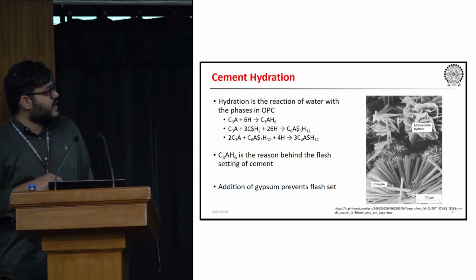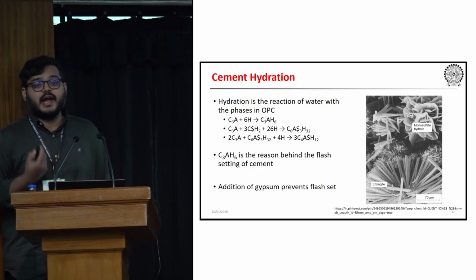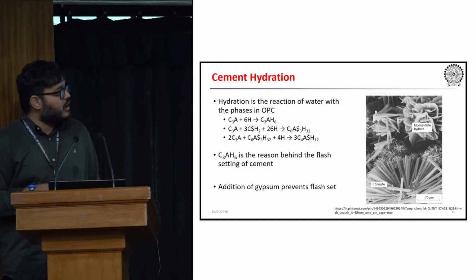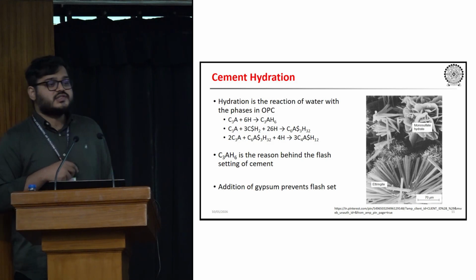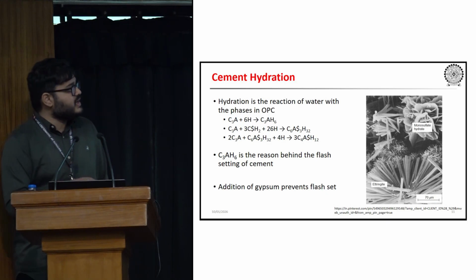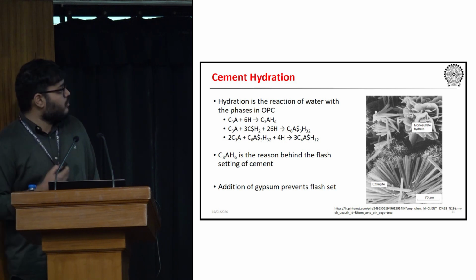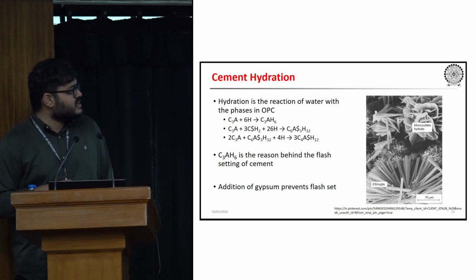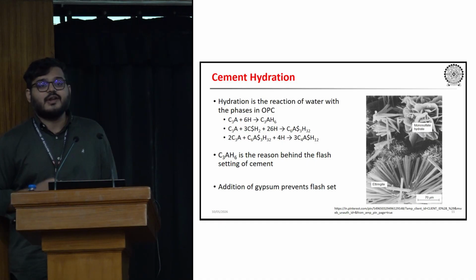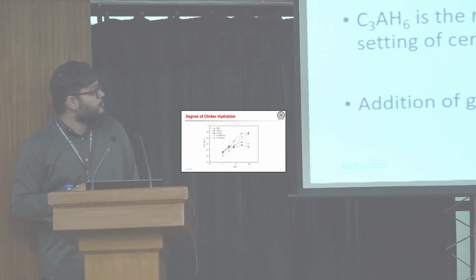When gypsum is present, the C3A or the calcium aluminate can form needle-like ettringite. Now this ettringite is known as an AFt phase. It has a very distinct needle-like shape. And if there is still C3A remaining, the C3A can further react with ettringite to form the other phase, the AFm phase, known as monosulfate, calcium monosulfoaluminate. So this C3AH6, or the direct reaction of this aluminate phase with water, is one of the reasons behind the flash setting of cement. And we are adding gypsum to prevent the flash set.